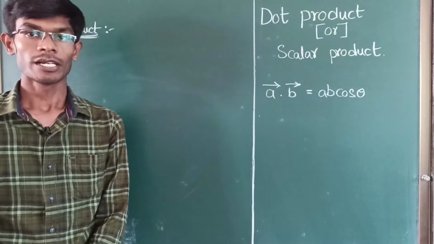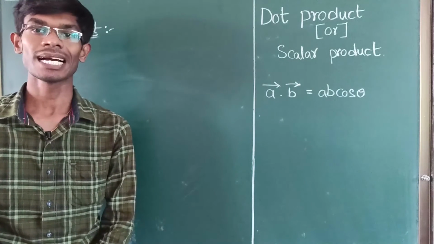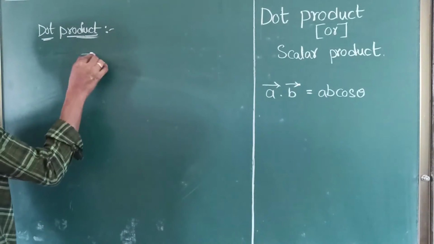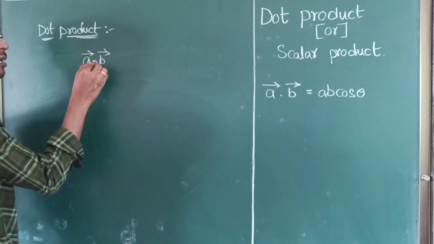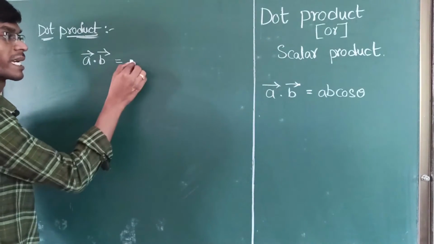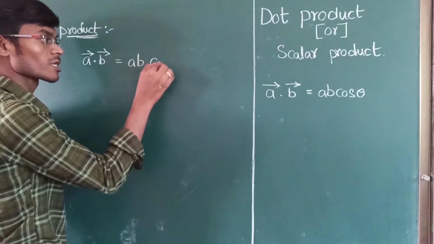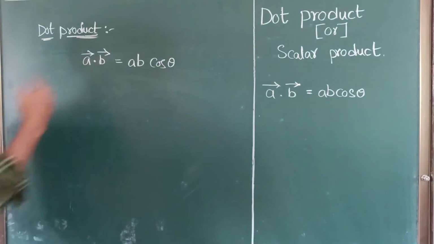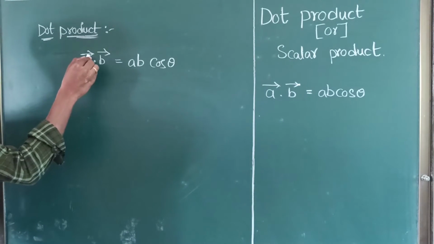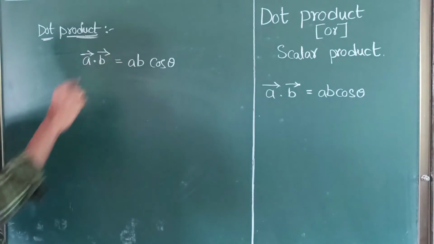What is dot product? If the product of two vectors is a scalar, then we will call it the dot product of two vectors. Suppose I am considering a bar dot b bar; here the dot product is denoted with the symbol dot. This will be given by the magnitude of a bar into b bar and the cosine of the angle between the two vectors.